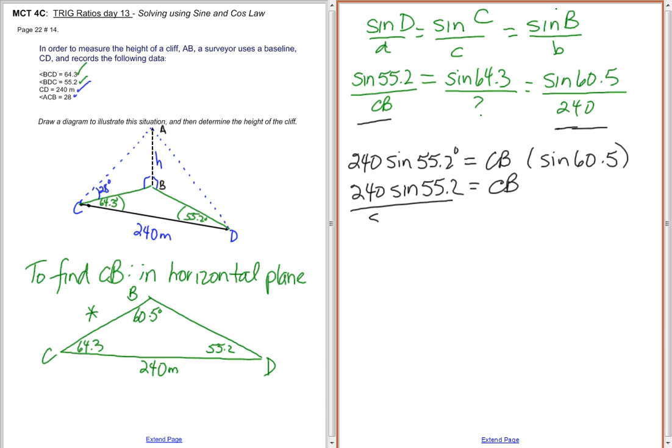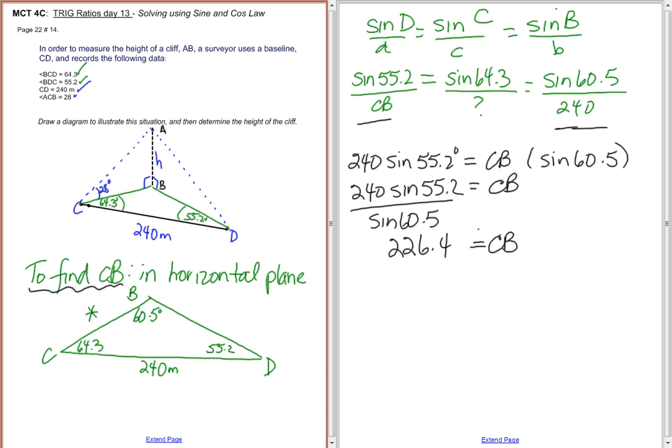So I'm going to enter 240 times sine 55.2 divided by sine 60.5. I will get 226.4 approximately. Does that make sense looking at the diagram? Yeah, it's a very reasonable answer for CB. Now that I have found side CB, I am going to find the height.